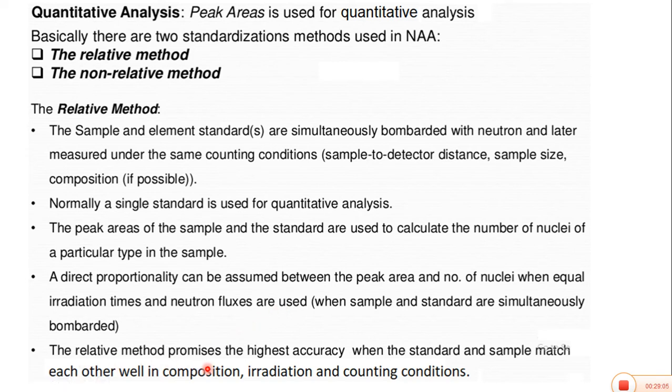The relative method promises the highest accuracy when the standard and sample match each other well in composition, irradiation and counting condition. So these are some conditions. If all these match between your sample material and standard material, then accuracy and sensitivity are very, very excellent.